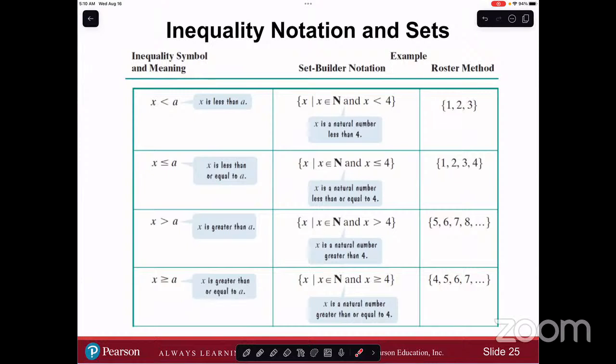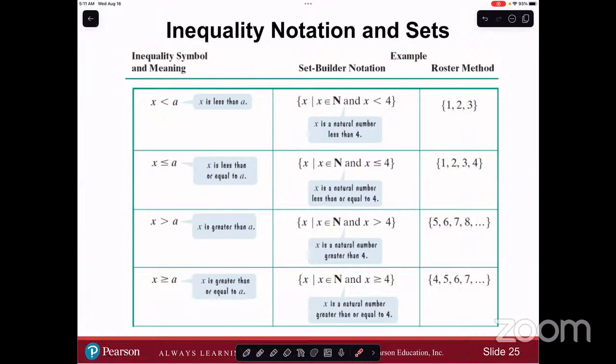Inequality notation and sets. So inequality symbol and meaning, and then we have set builder notation and the roster method. So for instance, for this first part, x is strictly less than 4, right? So this is the set of all x such that x is a natural number and strictly less than 4. I don't know why they're restricting it to naturals, but that's fine. So the natural numbers that are strictly less than 4 are 1, 2, 3.